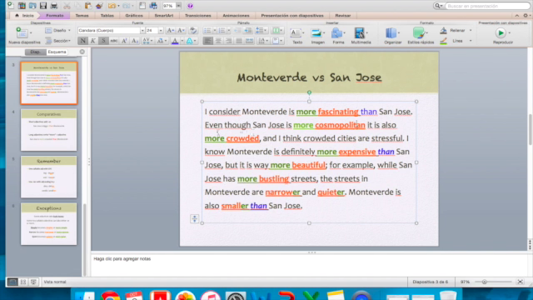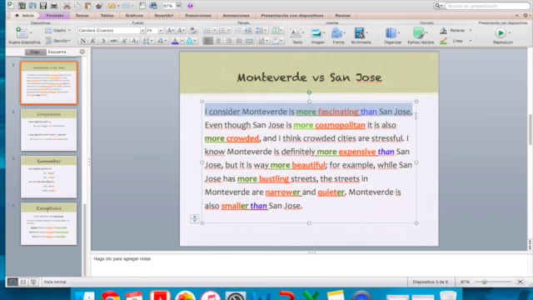Let me explain why. It says even though San Jose is more cosmopolitan, we don't have to say than Monteverde because it's implicit. It is also more crowded. We don't have to say than Monteverde because it's implicit. If you want to use both words, one in one part of the sentence and the other at the end, then you have to use than. But if you are not mentioning the other place because it's implicit and you don't want to repeat again and again, you don't have to write it. This is a perfect example.